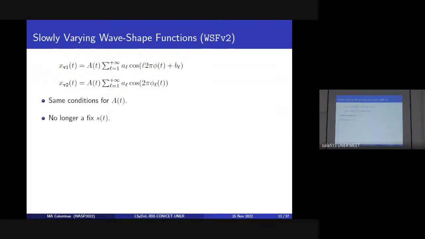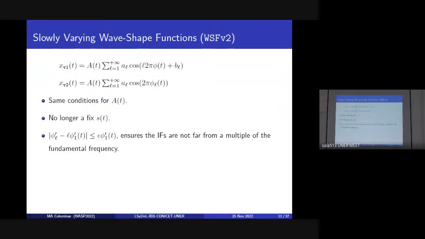But we no longer have a fixed S of t. We do not have that anymore, so we cannot, I mean, we can find one, but it will not reflect what is happening in the signal. So in this case, the idea of an S of t no longer makes sense, okay? But what most biomedical signals show us is that even though those harmonics are not integer multiples, even though they are not far from being a multiple, okay?